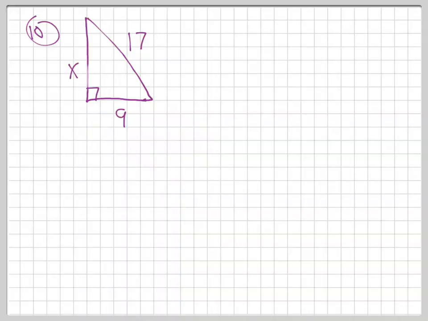And they want us to solve for x. What do you do when you've got a right triangle? Anybody remember how to do that one? Yeah, a squared plus b squared is c squared. It's called the Pythagorean Theorem, for right triangles. A squared plus b squared.